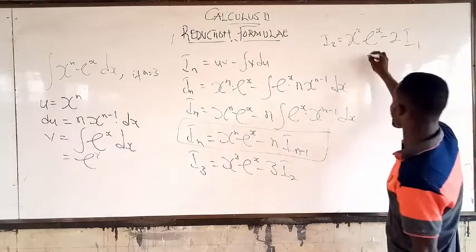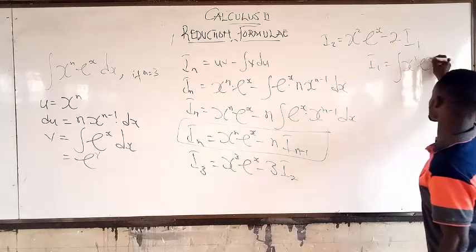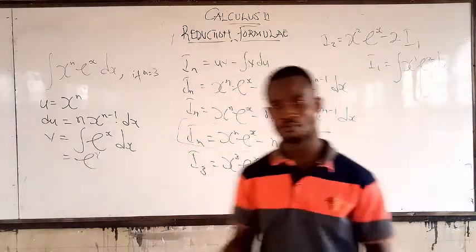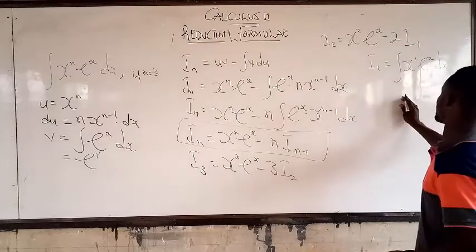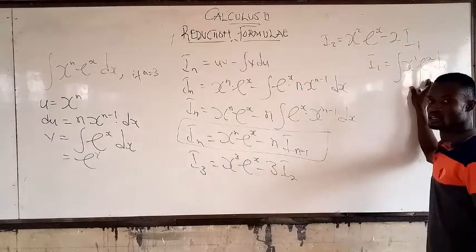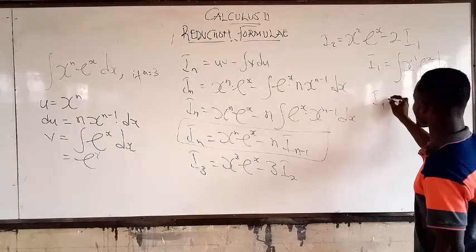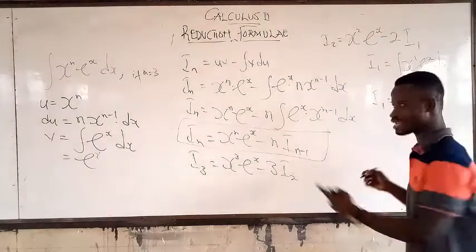Knowing that I1 is equal to the integral of x to the power 1 e raised to the power x dx. Hope you can see how it's running through. So here we now integrate this. Okay, here is power 1. So I1 is equal to, by substitution, the same formula we are using.